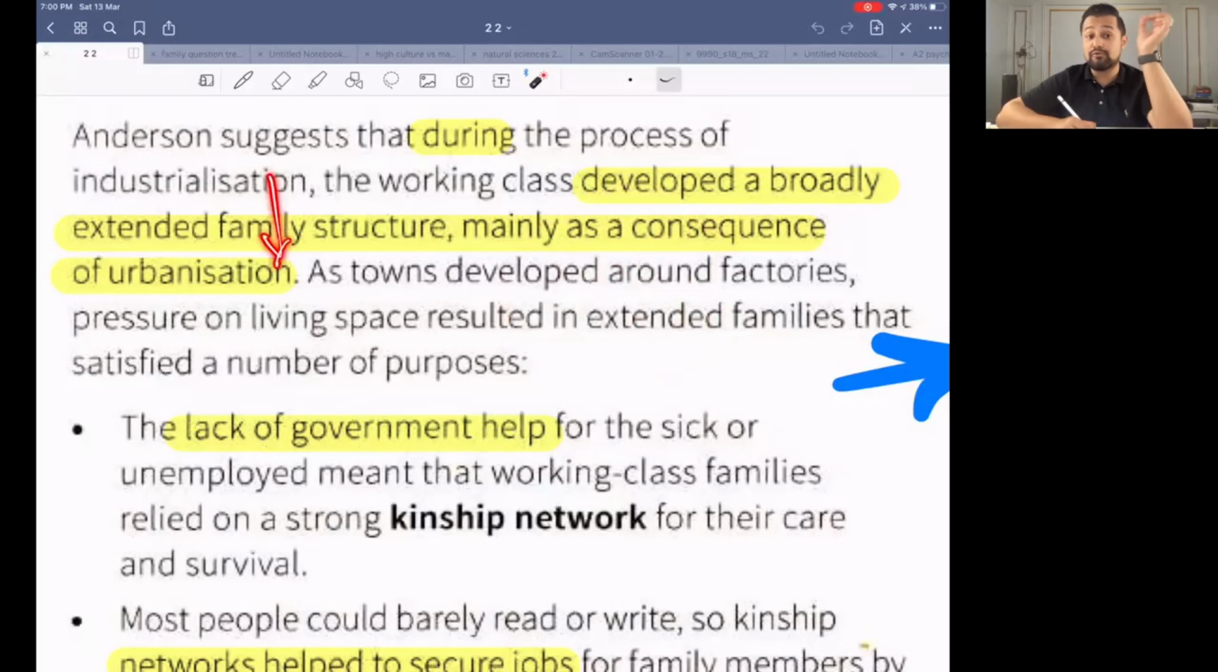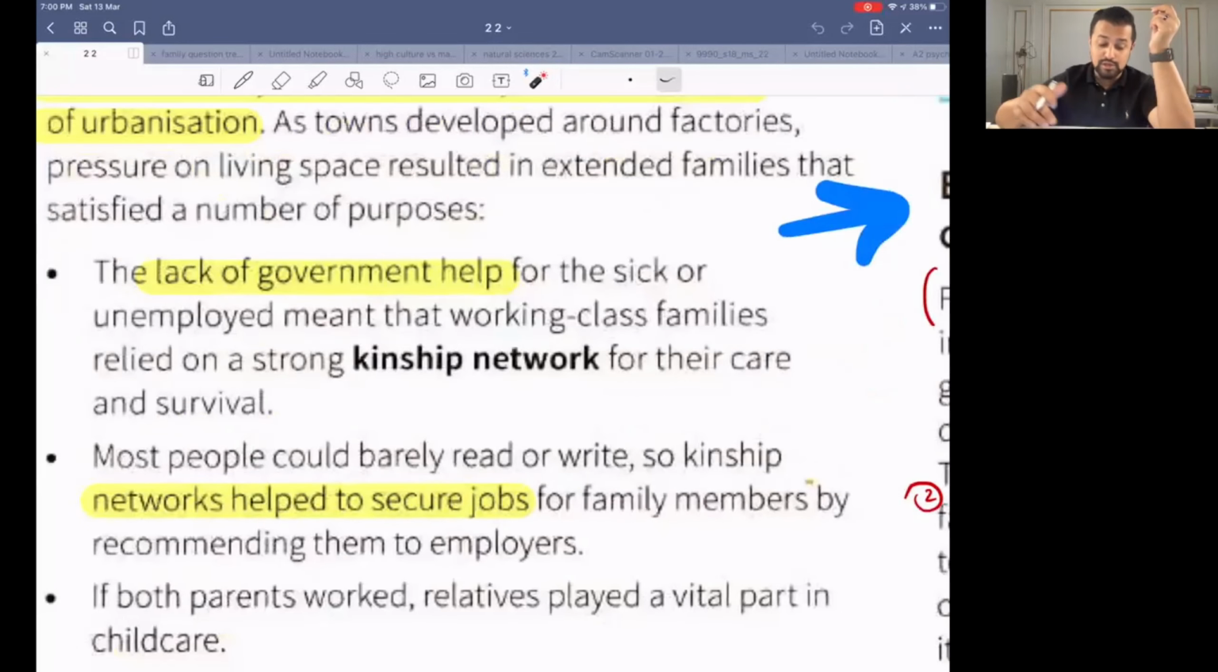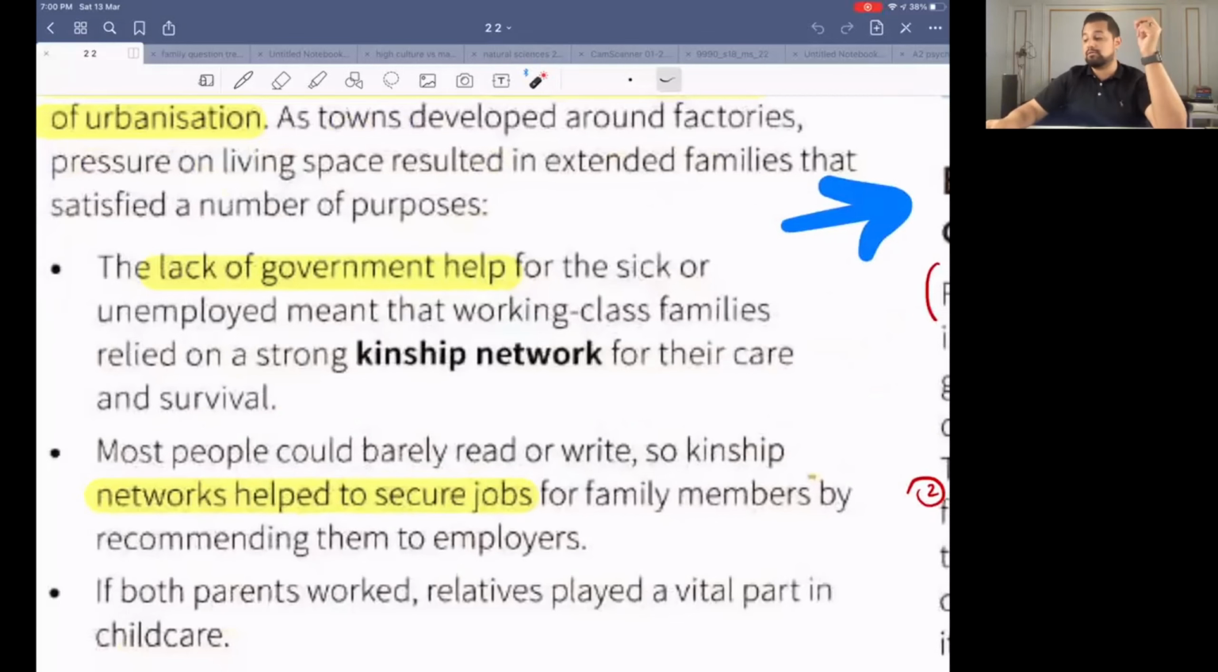As towns developed around factories, pressure on living space resulted in extended families that satisfied a number of purposes. Bang! We just took a dramatic U-turn over here. Until now, what were we talking about? According to the fifth thesis, again, I'm not saying this, the fifth thesis is claiming it, industrialization led to urbanization.